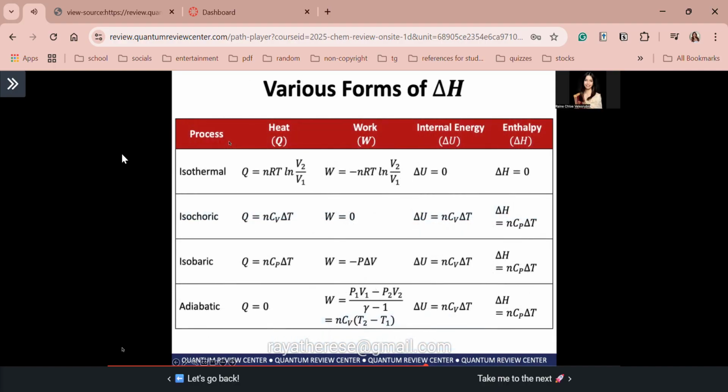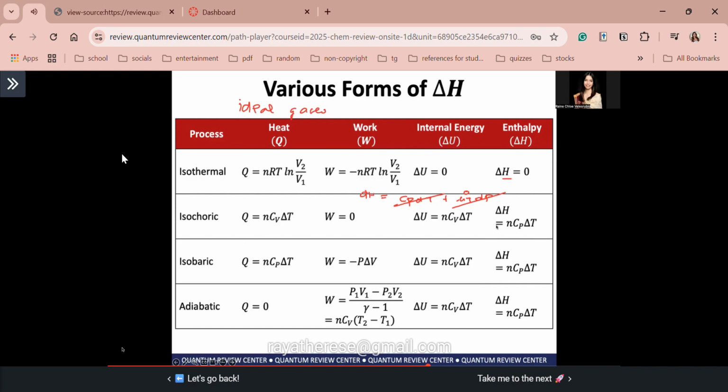So here are the various forms of enthalpy. For isothermal process, delta H is equal to 0. Why? Again, dH is equal to Cp dT plus mu T dP. So again, dT is 0 because the temperature is constant for isothermal processes. Then mu T dP cancels out because these equations are applicable for ideal gases. So mu T is equal to 0. That's why delta H is equal to 0.